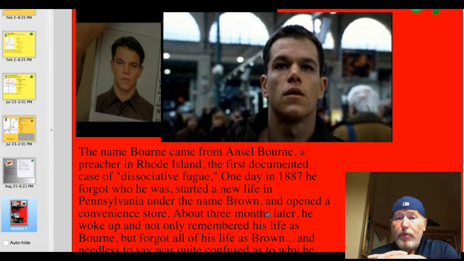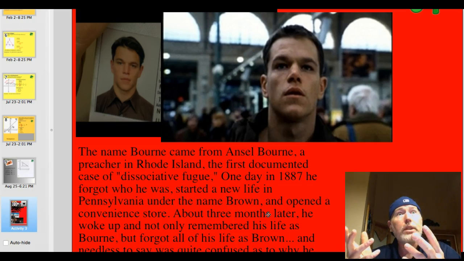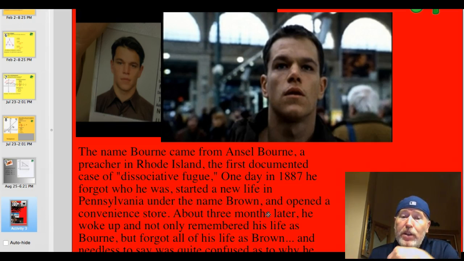started a different life for 3 months in Pennsylvania under this name of Brown. And then one day he wakes up and he realizes, hey, what the heck am I doing in Pennsylvania? So then he went back home. But anyway, they took the name Bourne from this historical character. So it said in the cliff notes of the movie. So anyway, I thought that was kind of interesting.